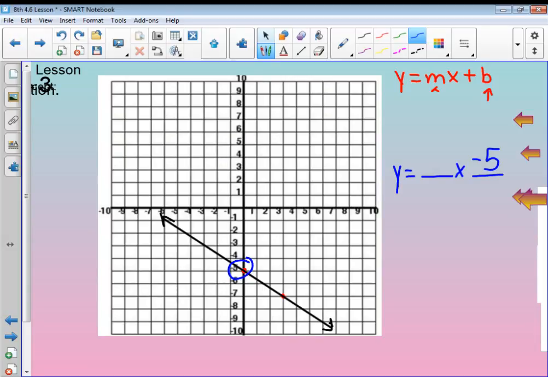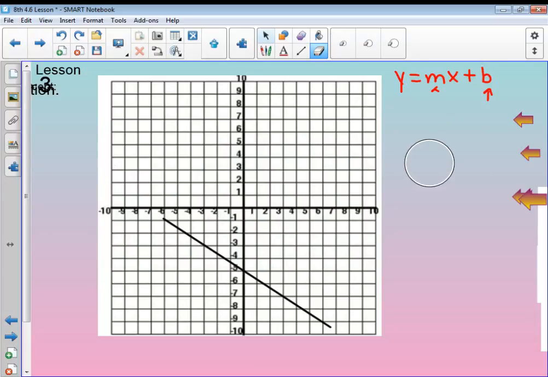Our slope is our rise and our run. So our rise is 2. Our run is 1, 2, 3. Now, take note, our line is going down from left to right. That's a negative. So we have to now put a negative sign in front of our slope. So our final answer on this one is y equals -2/3 x minus 5. Okay, so let's try one more of those.